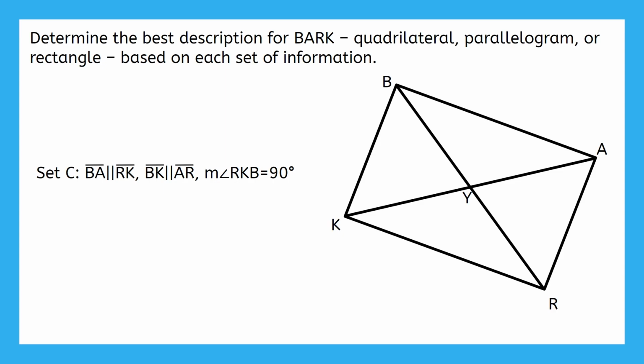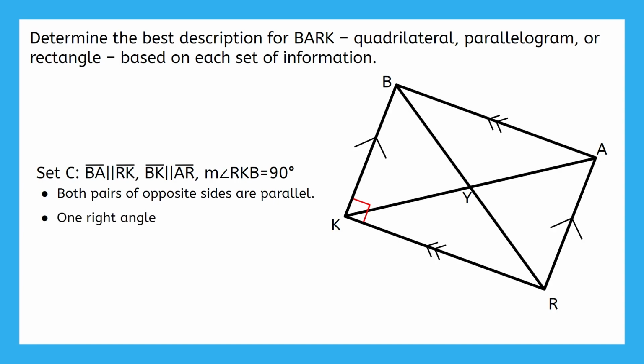Set C says BA is parallel to RK, BK is parallel to AR, and the measure of angle RKB is 90 degrees. Pause the video here to mark this information on your picture and summarize what information this gives us about BARK. Check your annotations against mine to make sure that yours are conveying the same information. We can summarize this information as both pairs of opposite sides are parallel and we have one right angle. Can you draw any conclusions from this information about whether BARK is a quadrilateral, parallelogram, or rectangle?